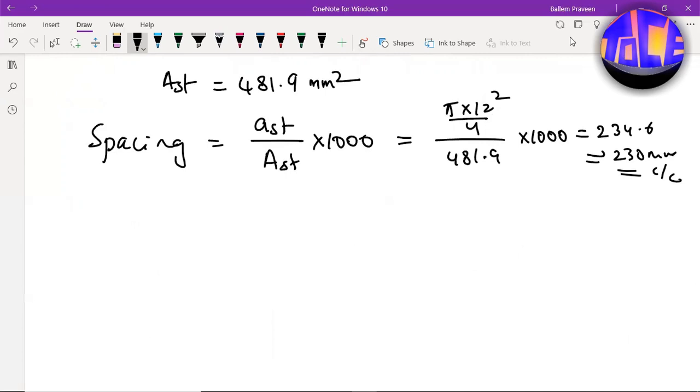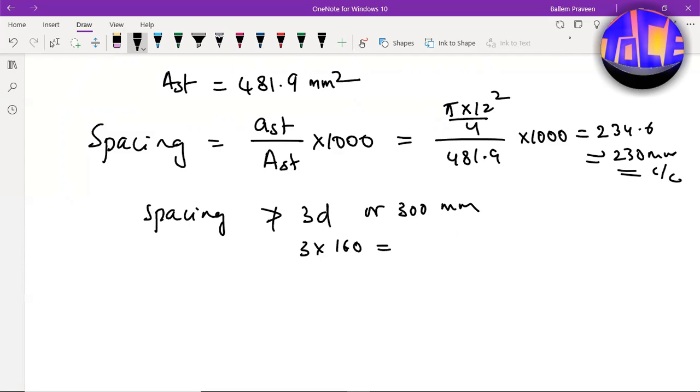Let us calculate distribution reinforcement. Before that, you can check for spacing also. The spacing that you have provided should not be greater than 3 times d or 300 mm. So 3 times d will be 3 into 130, so it will be 390 mm. So the least one is 230 only, so that's the reason we are providing 230.